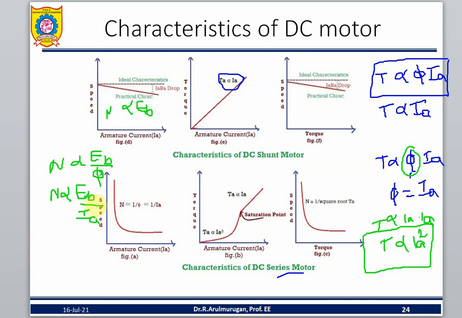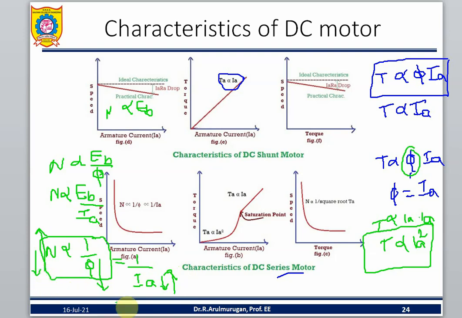The Eb value is very small, leave it. So what is the proportionality? N is inversely proportional to phi, or you can say N is inversely proportional to Ia. So what it is saying? When armature current is increased, the speed is decreased. This tells us about the series motor.